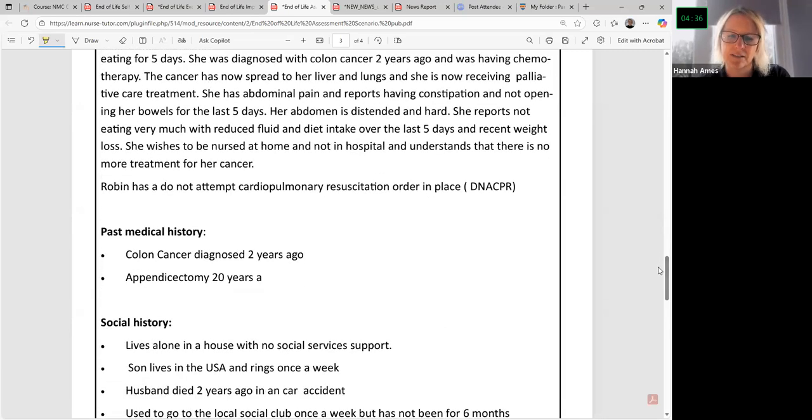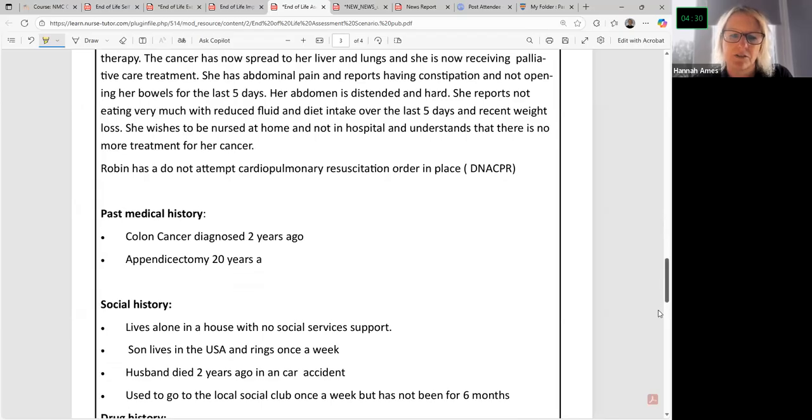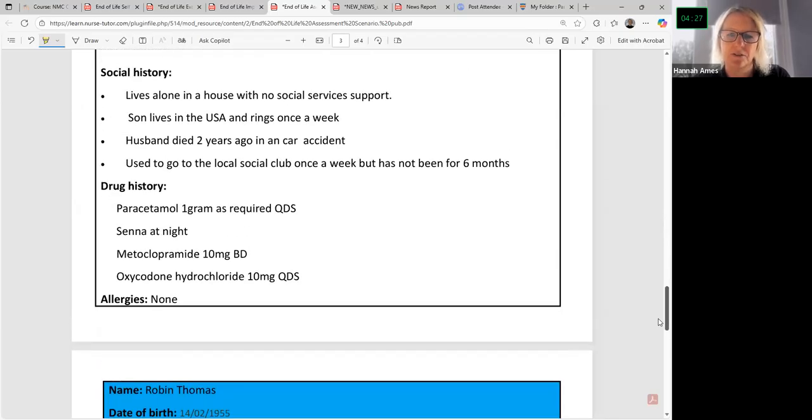Her past medical history is colon cancer, diagnosed 2 years ago, and she's had an appendectomy 20 years ago. Social history: she lives alone in a house, with no social service support. Her son lives in the US and rings once a week. Her husband died 2 years ago in a car accident.